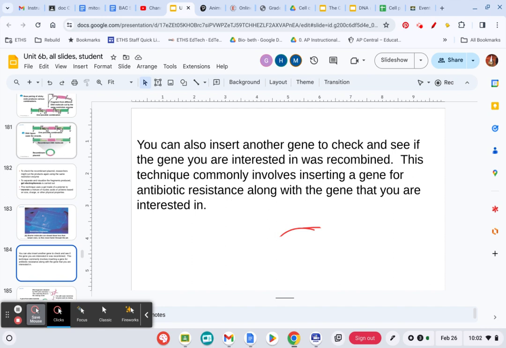The other way you can do it is, so let's say I'm interested in, do you remember quite a while ago I showed you the picture of the pig, and the pig had glowy snout and hooves? Okay. So oftentimes what people will do is they will not only insert a gene that they're interested in making more copies of, but they'll insert another gene that you can visually see right away.